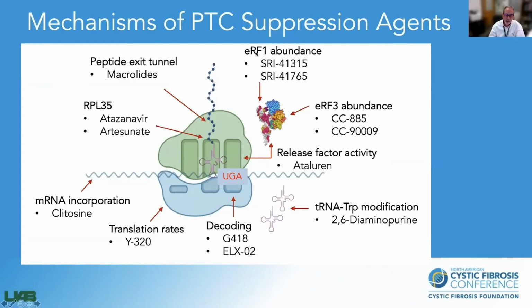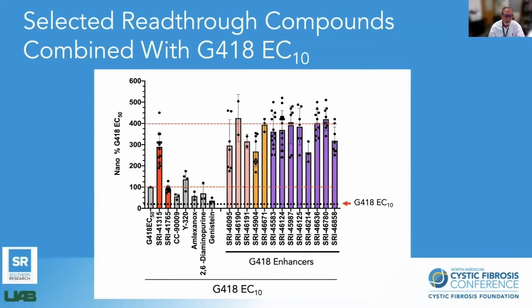Here are our ERF1 degraders, 41315 and 41765. There are also ERF3 degraders. Adelurin affects release factor activity. There are molecules that affect tRNA modifications. The aminoglycosides affect the decoding site. Translation rates are affected by Y320. We can get analogs incorporated into mRNA, such as clitazine, and then macrolides affect the peptide in the ribosomal peptide exit tunnel. So we've looked at a few of these.